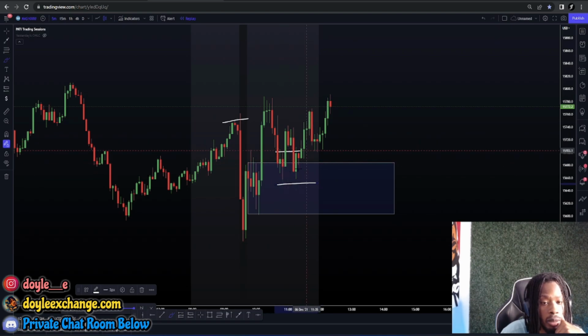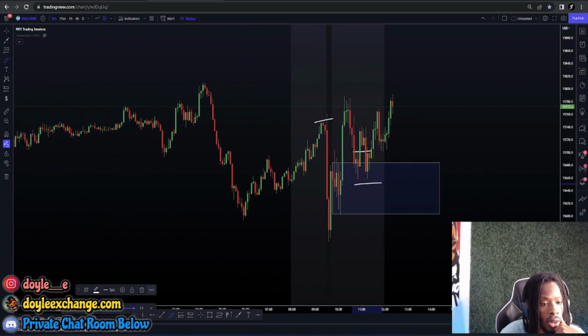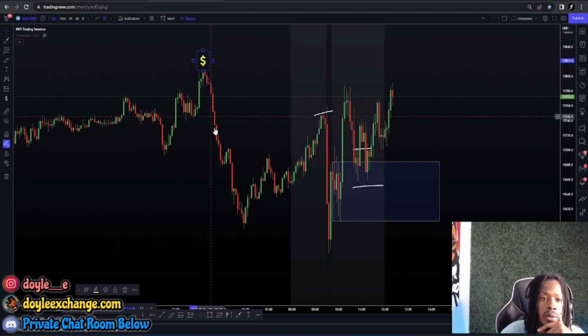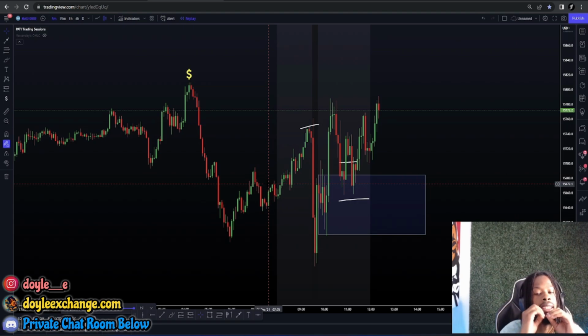And we're just gonna sit in a little bit of drawdown, and then we can either target this liquidity that's sitting up here. We could target that, or we could just get out at 1-to-1 RR. It just really depends. But this is my ideal setup, okay?